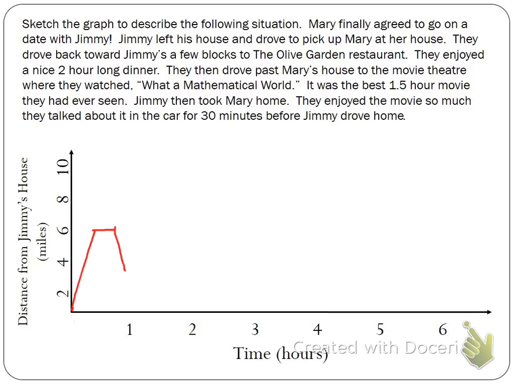Now, for the next 2 hours, they're going to be sitting having dinner. So again, he's not getting any further away or closer to his house because he's just sitting there. And so the graph levels off. Again, another piece. We've broken the x-axis up into a section that went from 1 hour to 3 hours.